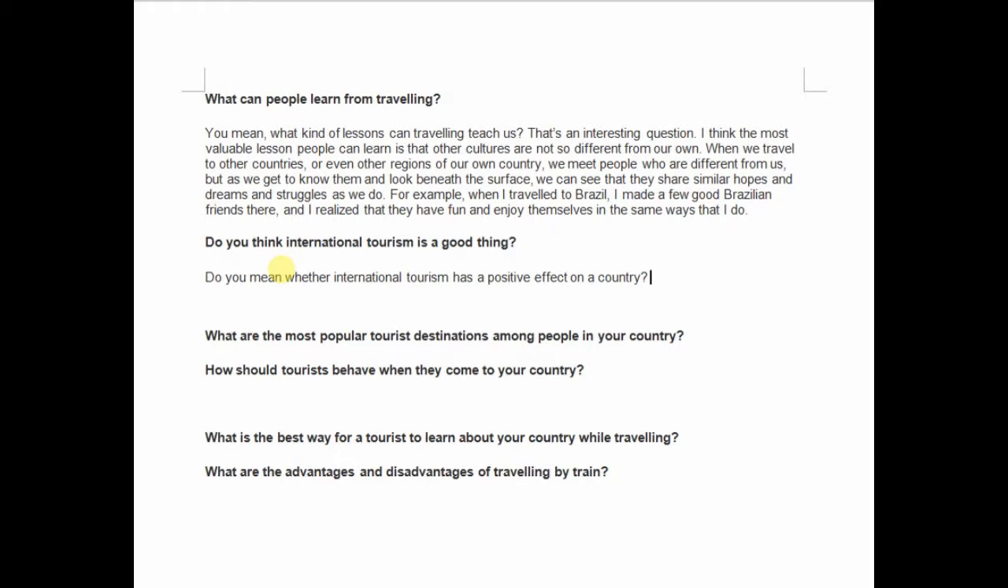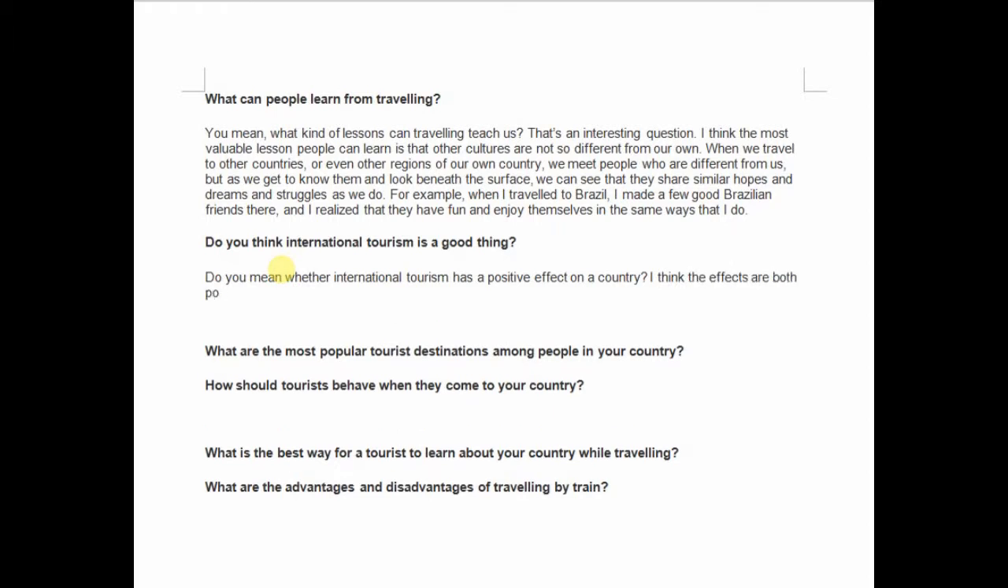And let's not use a hesitation device here, okay? Let's just jump right into it. Whether international tourism has a positive effect on a country, let's say positive and negative, okay? In a positive way, international tourism can boost the economy. Let's use an example.